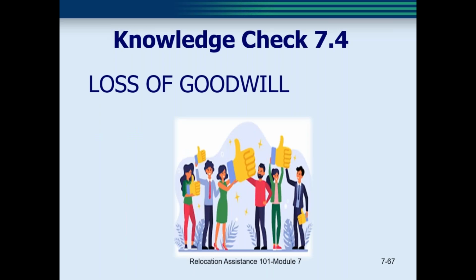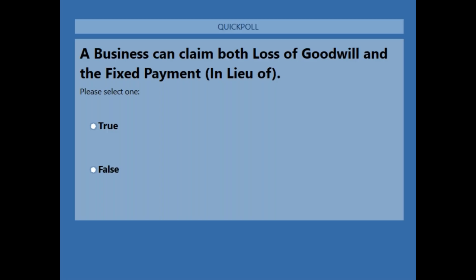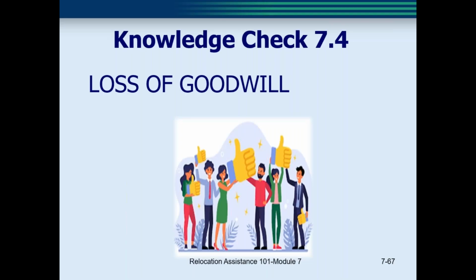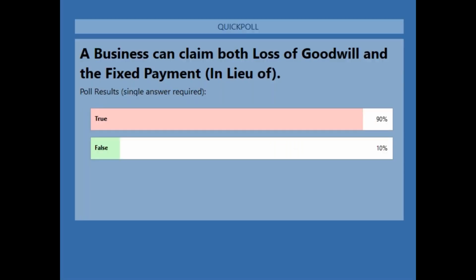Okay, question number 3. A business can claim both loss of goodwill and the fixed payment in lieu of. Is that true or false? And most of you did get it correct. That is true. They can claim both because loss of goodwill is an acquisition payment and fixed payment is a relocation payment. So it's not considered a duplication of payments.